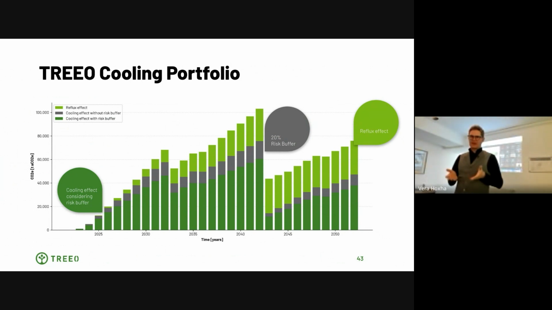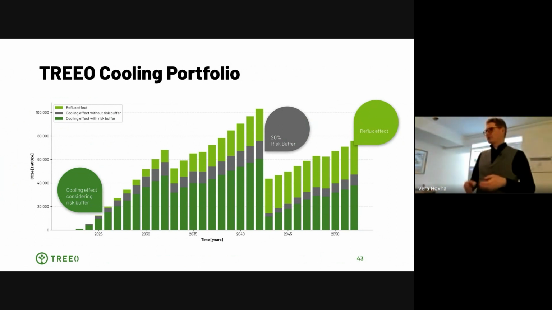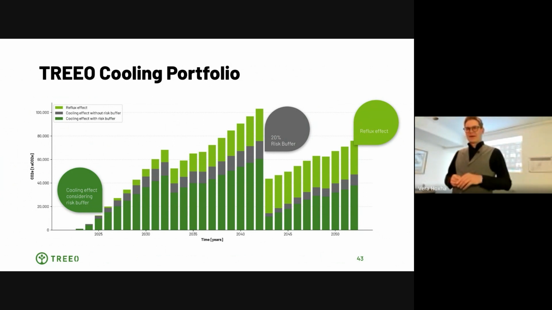The dark green is again the part that we can sell as the TREEO Cooling. There's one new element in these charts. These are the gray bars. This is the risk buffer. As you all know, nature-based solutions have the problem of fires, flooding, seedlings not growing the first year. So we account for this with a 20% risk buffer. This we don't sell, so that we have some contingency left if something goes wrong. And things will go wrong, we know that. This 20% is always taken off.